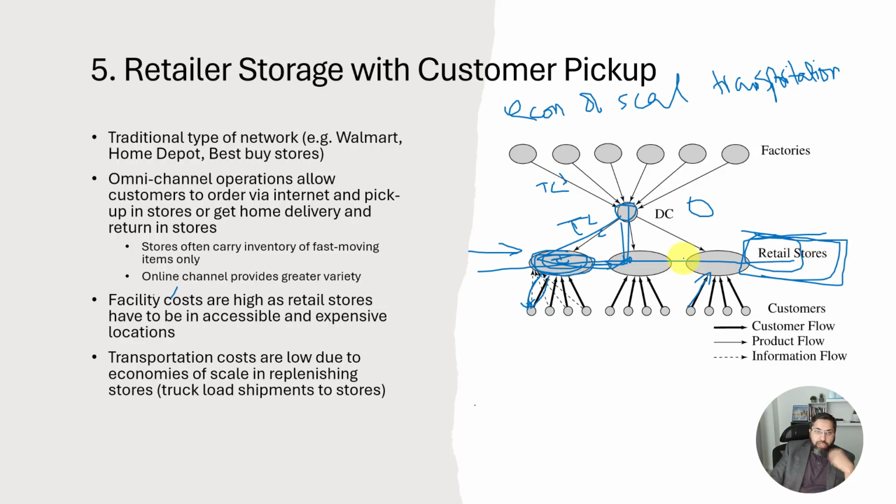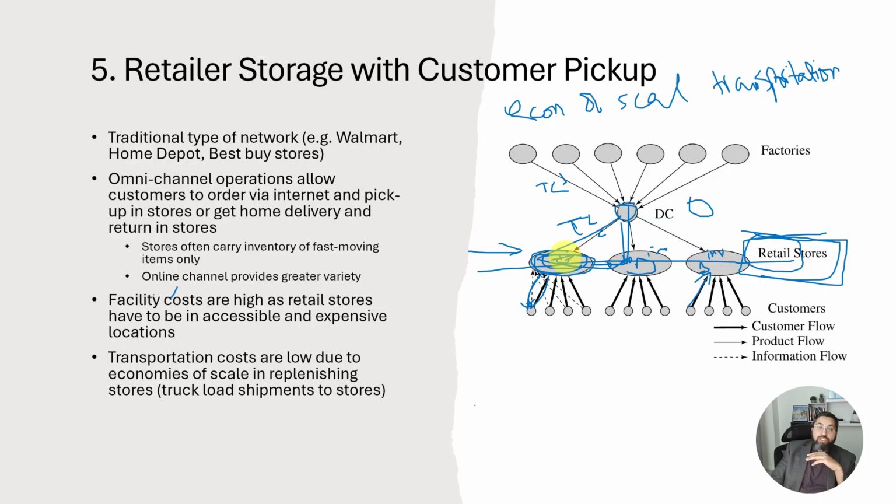So inventory costs are through the roof because all of the retail stores have to have inventory, at least of the fast moving stuff. Okay, so because you have so many retail locations and all of them have to have inventory, inventory costs are through the roof, facility costs are through the roof, but your transportation is going to be efficient.